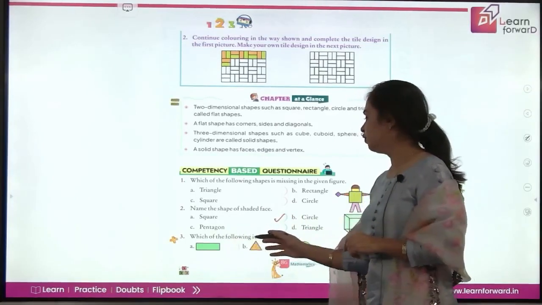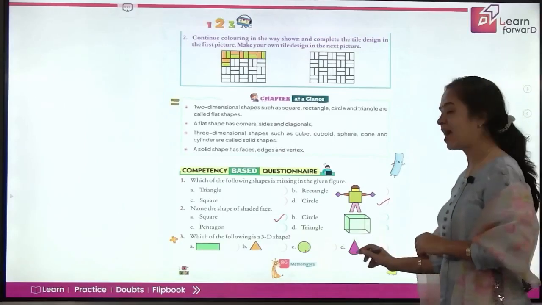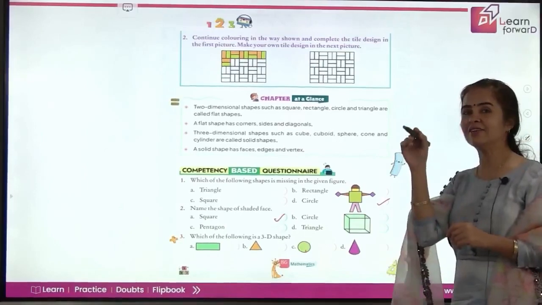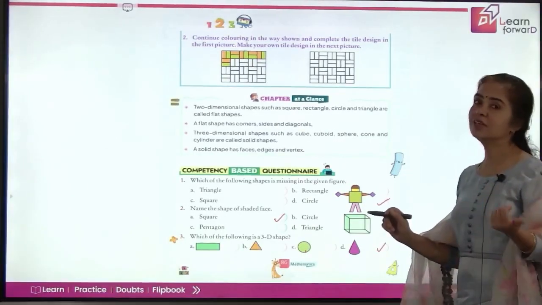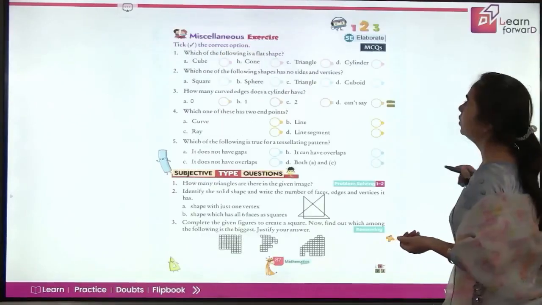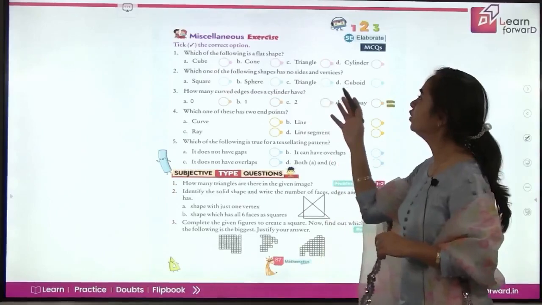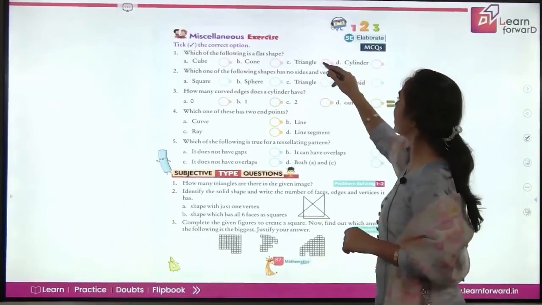Next, which of the following is a 3D shape? That is exactly it, this is not a triangle. You can see the curve here. It means we are representing the cone here, which is a 3D shape. Coming to the next, we have a miscellaneous exercise. Tick the correct option. Which of the following is a flat shape? Can you identify? Yes, that is a triangle.